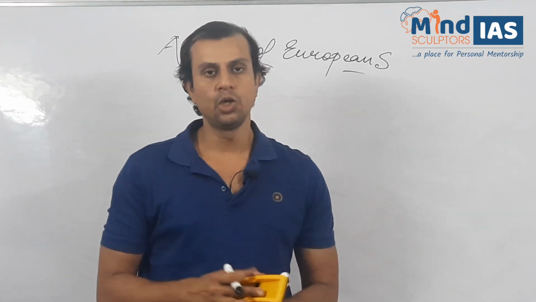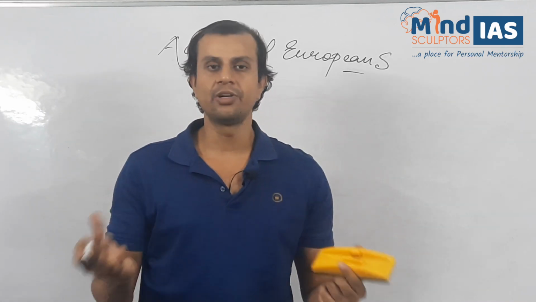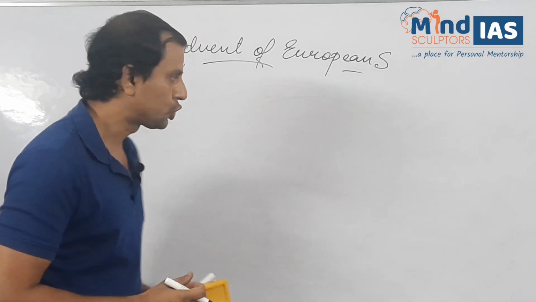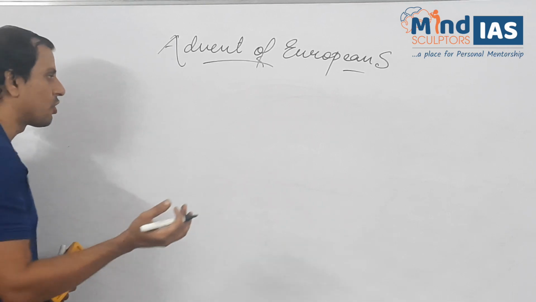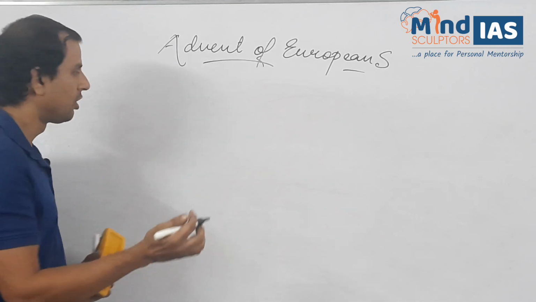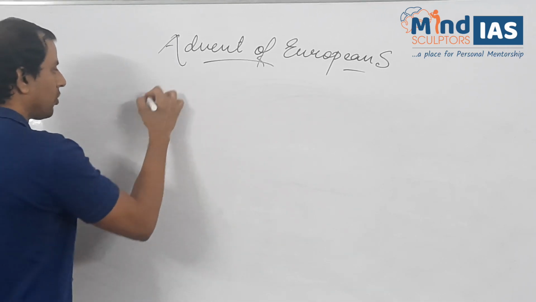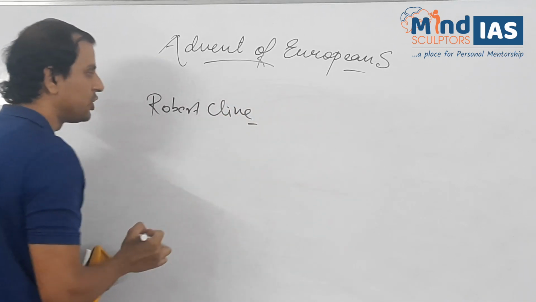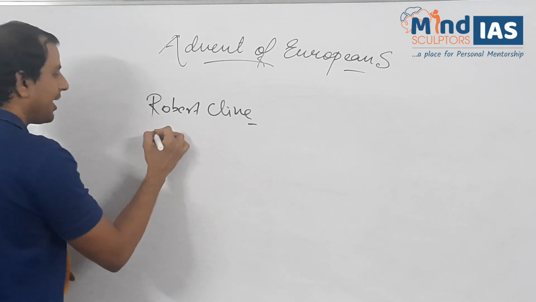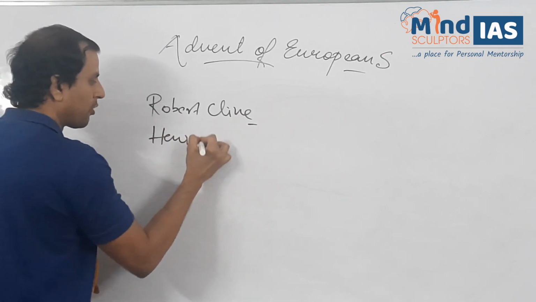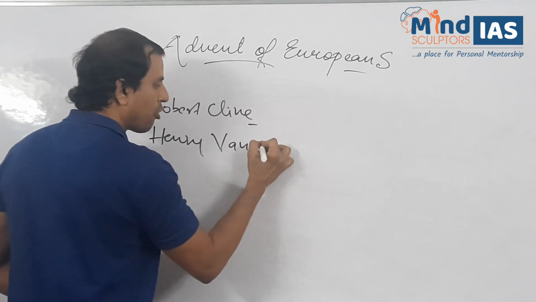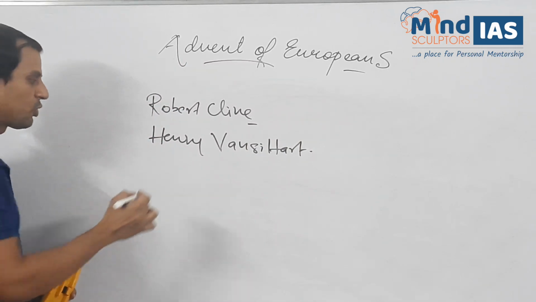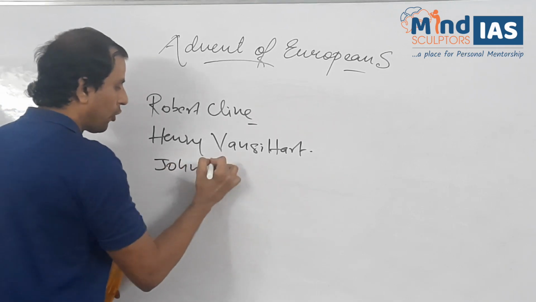Now, let's take a look at the list of governors which was formed after the Battle of Plassey. So, we are discussing here the list of governor posts of Bengal. First governor of Bengal was Robert Clive. Important, please note that first governor. Next governor was Henry Vansittart. Henry Vansittart was followed by John Holwell.